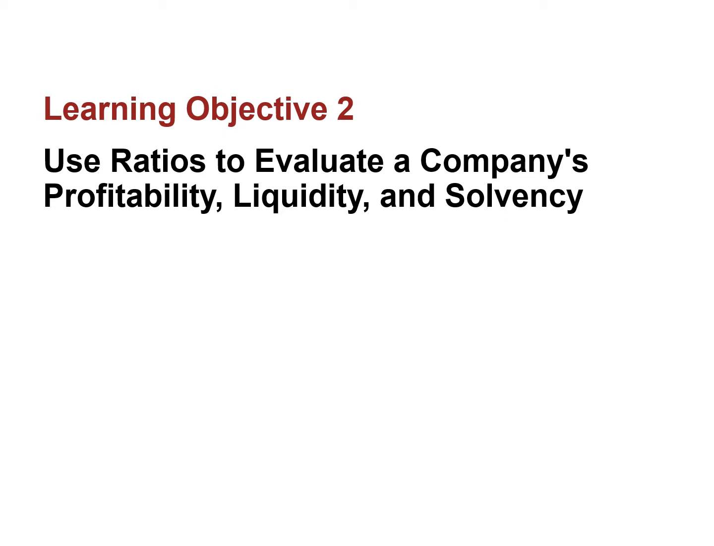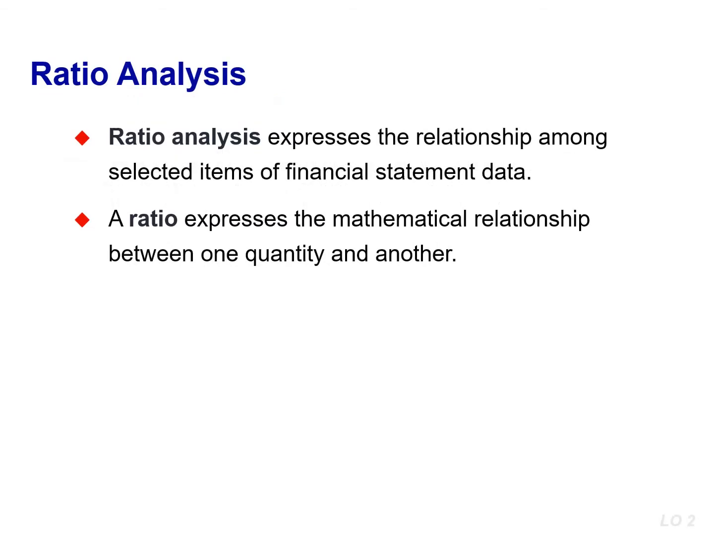Now we'll look at specific tools that you can use to analyze financial statements in order to make a more meaningful evaluation of a company. We will use ratios to evaluate a company's profitability, liquidity, as well as solvency. Ratio analysis expresses the relationship among selected items of financial statement data. A ratio expresses the mathematical relationship between one quantity and another.